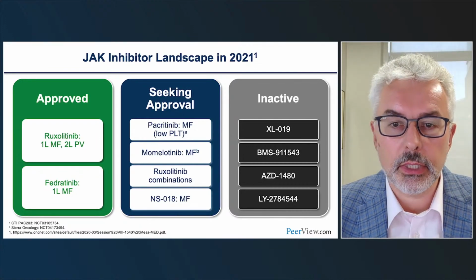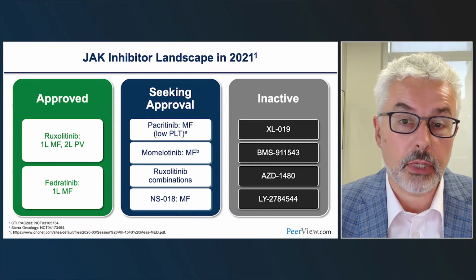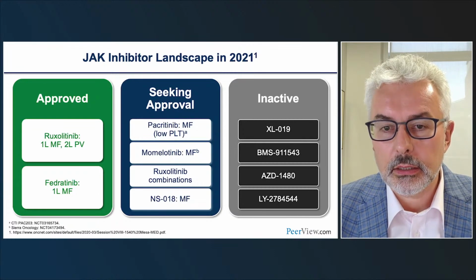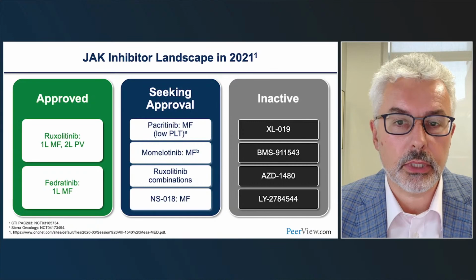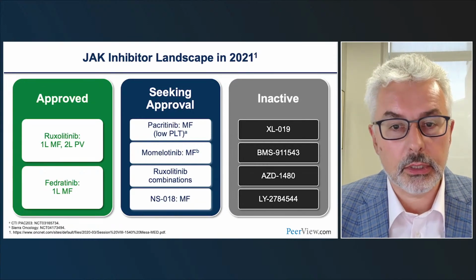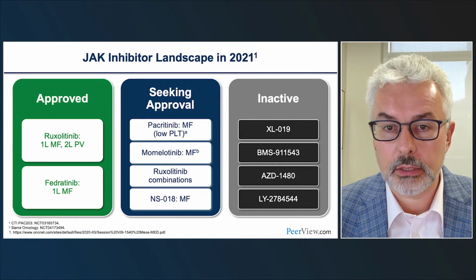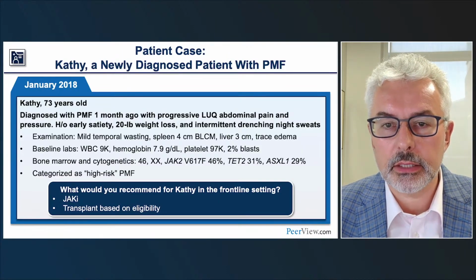And then NA018 is the one JAK inhibitor that has now been revived. There is a randomized study underway comparing its activity to best available therapy, also in patients with low platelets. So we're going to touch upon most of this throughout our presentation later on. So let's start with the case and see how we're going to manage this particular case.